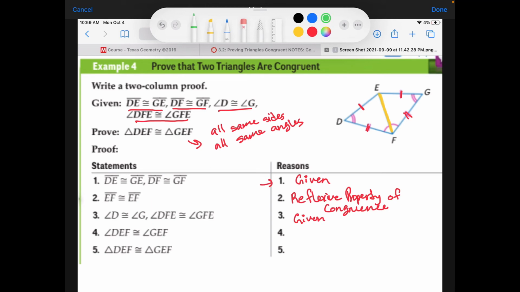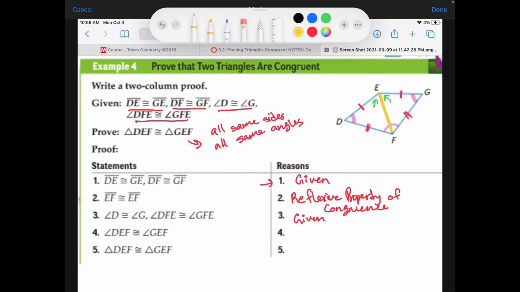All right, so now it says that angle DEF must be congruent to angle GEF. Now, where are these angles? Well, angle DEF is this one right there, and angle GEF is this one right here. Now, how can we say that those two are congruent? There's no symbols on it.